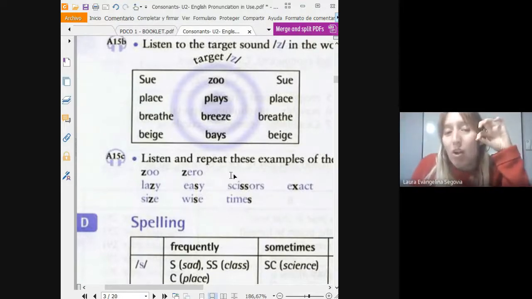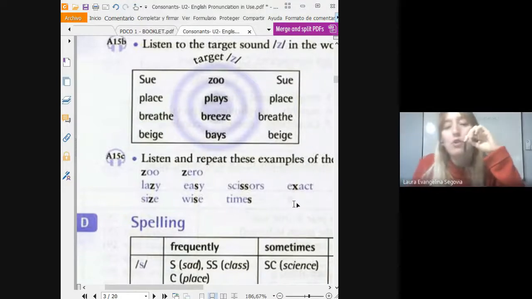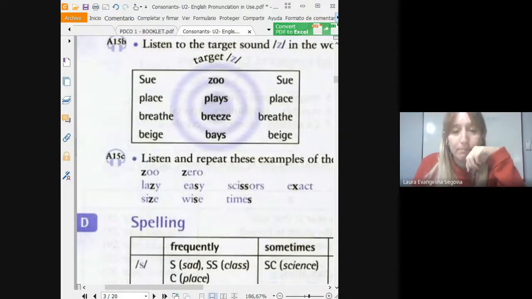But you have to say only exact and scissors. Okay. These two. Exact scissors. Exact scissors. Okay, do you know which is the consonant that is before Z in exact in the transcription? Does anybody know? To help her?